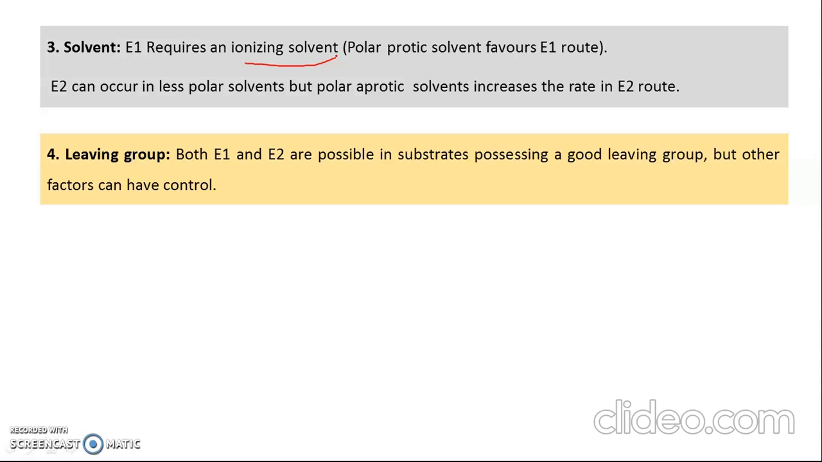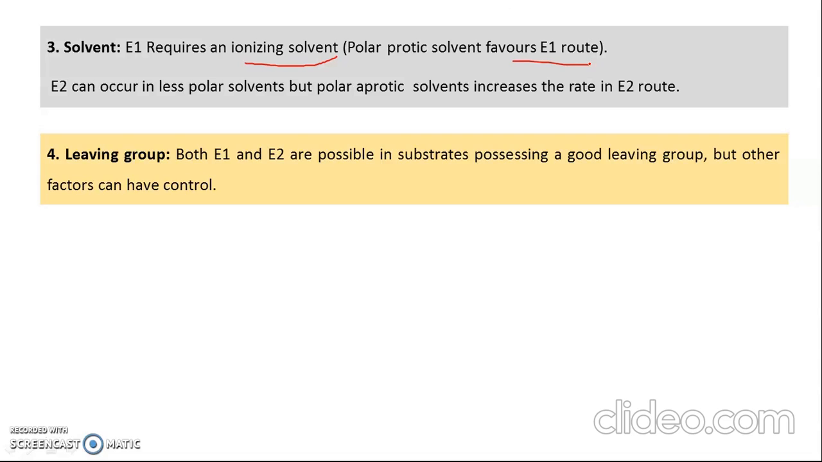So this type of ionization, the faster the ionization, the better it is for E1. An ionizing solvent can help to ionize the substrate RX to form R plus and X minus. That is why an ionizing solvent favors E1. So E1 requires an ionizing solvent. So obviously polar protic solvent will favor E1.